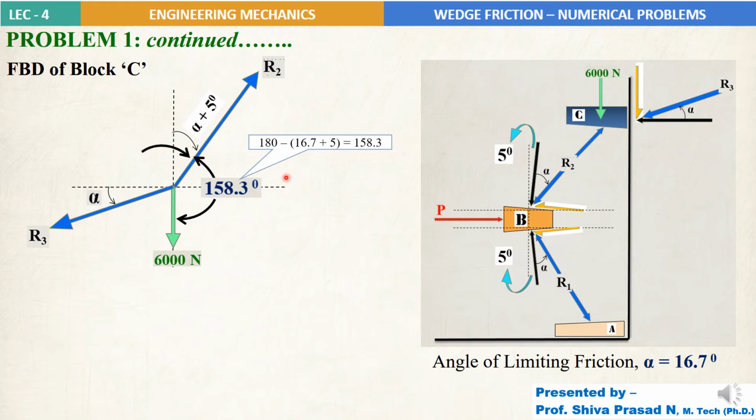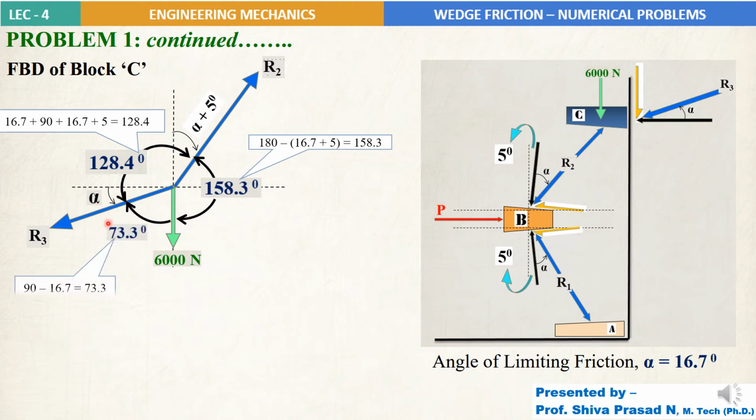Next, the angle between R2 and R3 works out to be 128.4 degrees. How do you get that? So alpha plus 90 degrees plus alpha plus 5 degrees. If you do that, you will get 128.4 degrees. Next, for the remaining angle, you can either do 360 minus these two values, or you can just do 90 degrees minus alpha. You will get 73.3 degrees. That is 90 minus 16.7 equal to 73.3. What is this 16.7? It is nothing but the value of the angle of limiting friction alpha, which we have found in the previous slide.